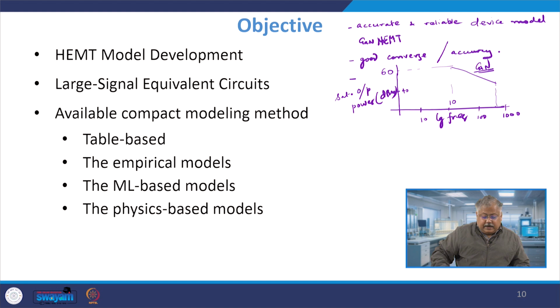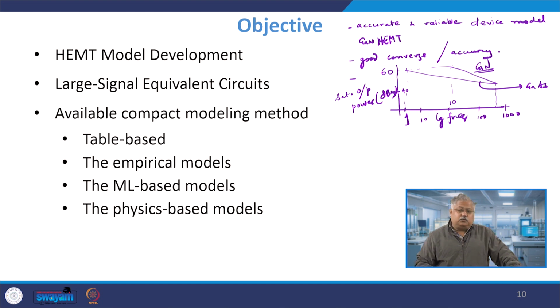Similarly, if you take gallium arsenide, you will see that it goes right from 1 and it ends up approximately here. So you see the range, this is for gallium arsenide. The frequency range till which it works for the same change in the value of your output power is much larger in this case. So the dynamic range is much larger in gallium arsenide as compared to gallium nitride.